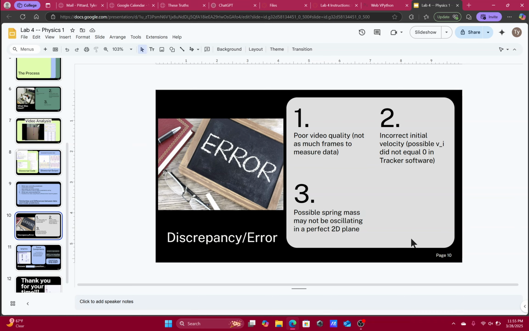And then possibly the spring mass may not be oscillating in a perfect 2D plane. For example, in the video, the spring mass could have bounced off the cardboard wall. And if it did that, it would have been projected towards the camera. And that would also cause a little bit of energy change. But those are minor discrepancies.